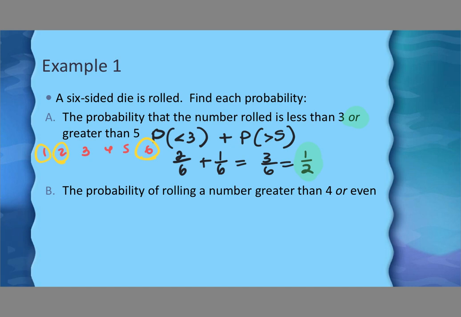Okay. B, the probability of rolling a number greater than 4 or even. So again, or, which means we're going to add. And now greater than 4, even. Are those mutually exclusive? I'm sorry. Are those disjoint or overlapping? They are overlapping because a number can both be greater than 4 and even. So we're going to find the probability that it's greater than 4. We're going to add to it the probability that it's even. And we're going to subtract from it the probability that it is greater than 4 and even.